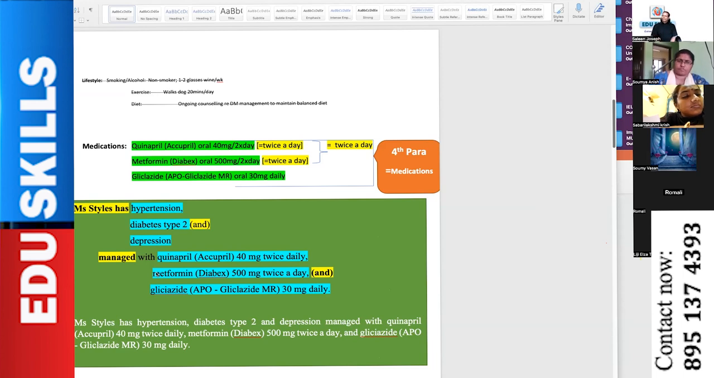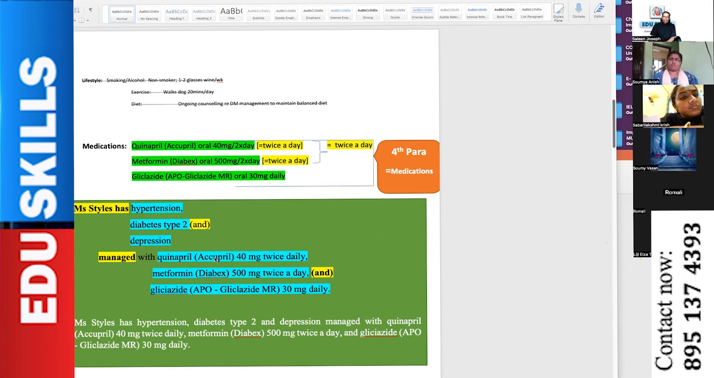Easily you can make a beautiful sentence. You can also put them into different sentences. For example, this one is for hypertension, right? Quinapril. You can mention it as one sentence: Hypertension is well managed with quinapril, equipril 40 mg twice daily. You can put a full stop.